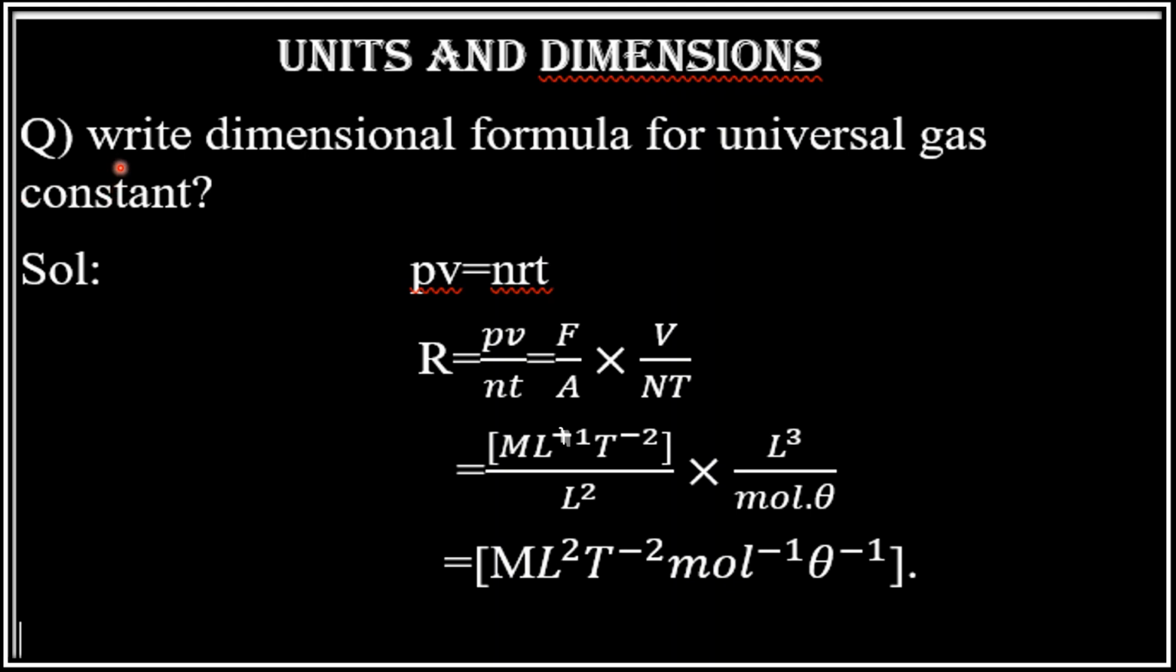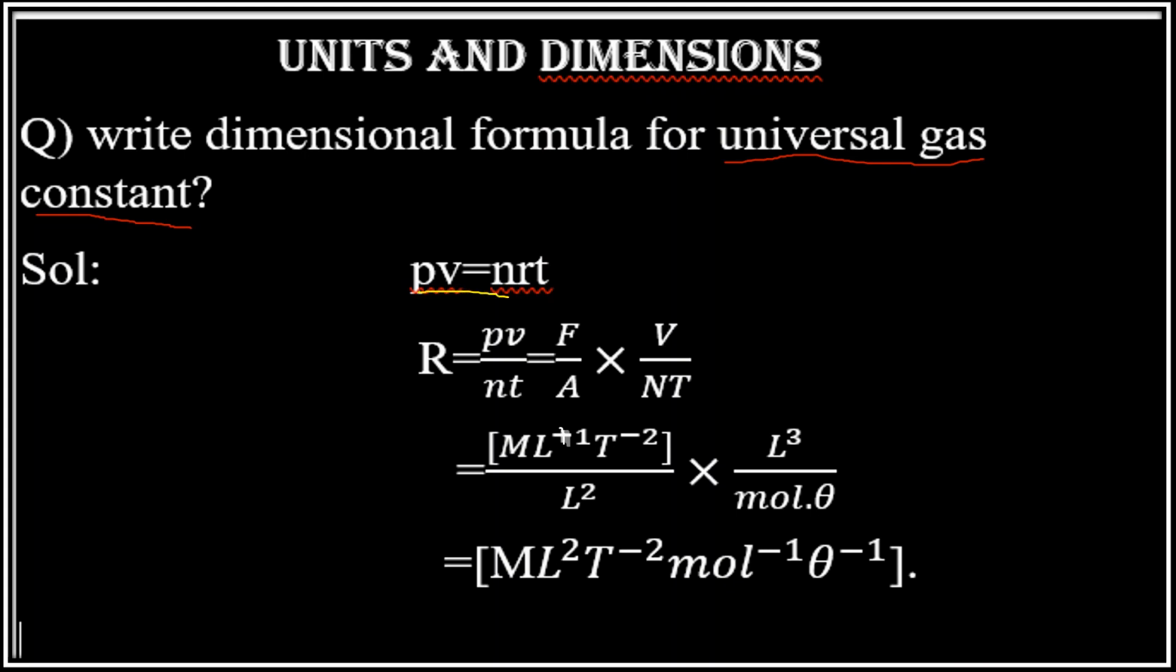They have asked a question: write the dimensional formula for universal gas constant. You should underline universal gas constant in the exam or in your daily practice, because we have two terms, universal gas constant and gas constant. Both are different, and both have different dimensional formulas. So it's better for you to make a note and underline it in the question paper also. So let's start with the solution.